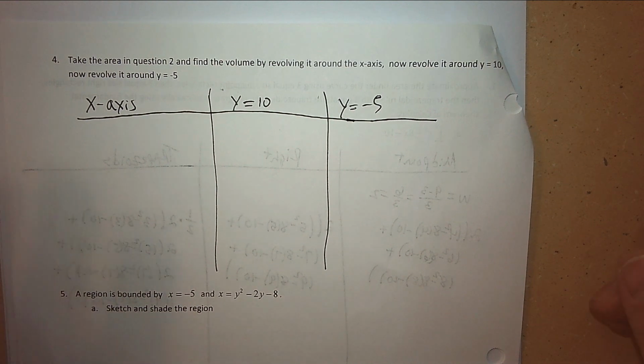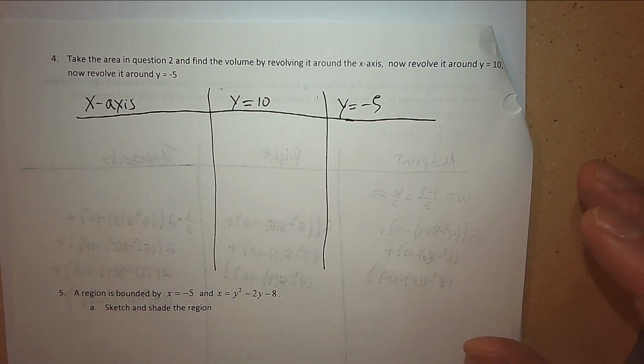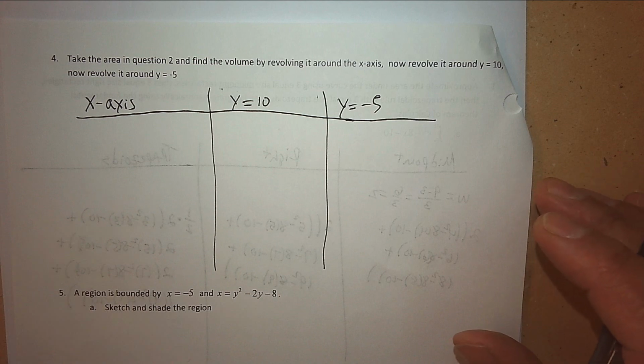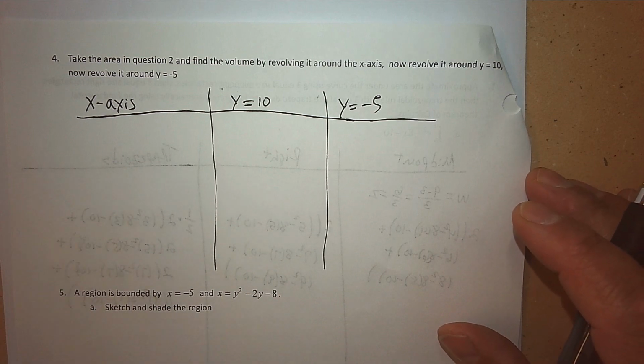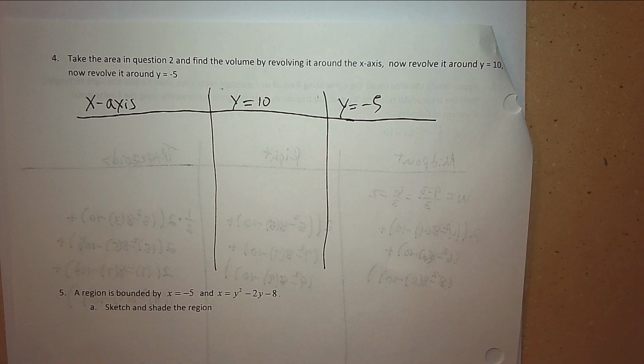So for this question, I might go back and forth on the page to go back to the graph to get a visual of it, and then come back to number 4. So you're still taking the area that you found in question number 2, but now how you find the volume is by revolving it around a line. So in this case, first the x-axis, then y equals 10, and then y equals -5. So let's start with the first one, the x-axis.